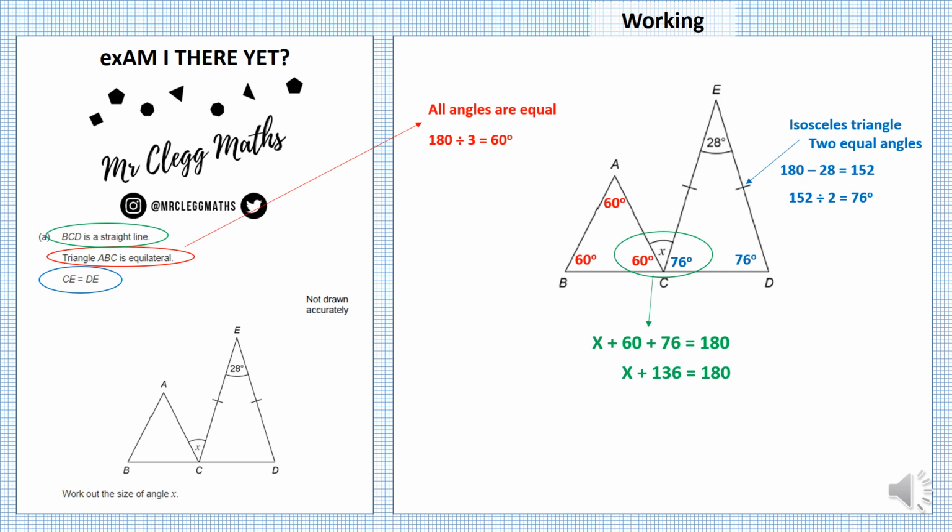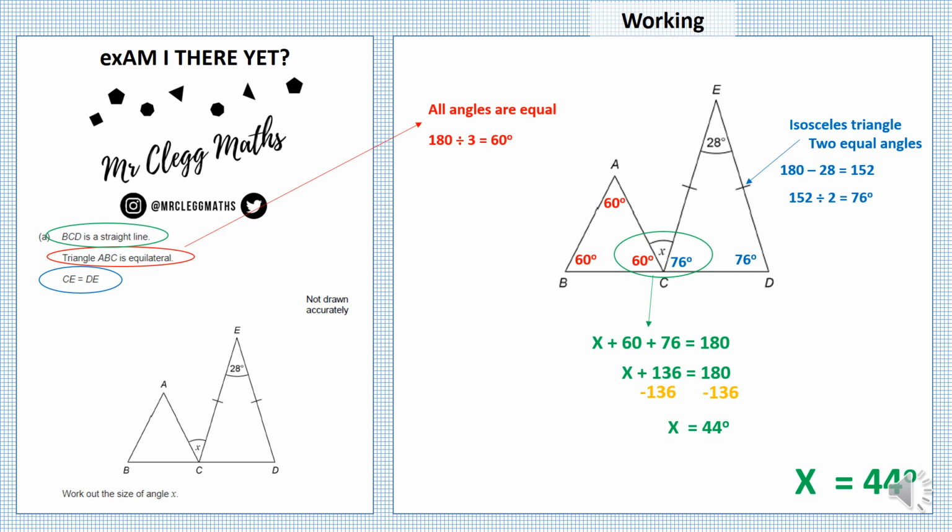I then just have a really simple equation to solve, remembering that whatever you do to one side of the equal sign or one side of the equation, you must do to the other. We're trying to get X on its own. The opposite of adding 136 is taking 136 away, but I've got to do that to both sides to maintain the equal sign, to maintain the equality on either side of that equation. So I remove 136 from that side as well, and I'm left with X is equal to 44 degrees. That's actually my final answer. I've worked out the size of angle X.